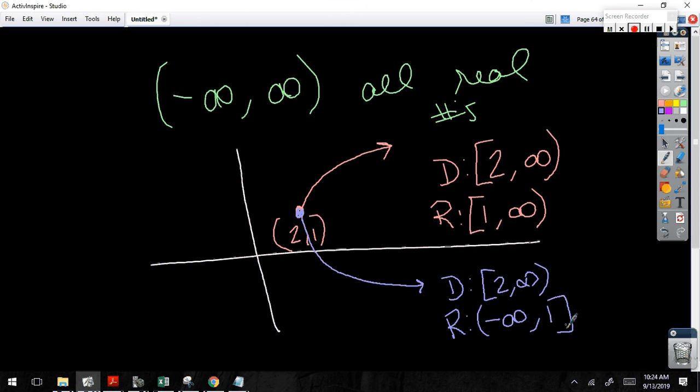Does that make sense to you? A little bit? You will get so used to it. It really will. But we're going to focus on domain and range. That's like a reflection, right? Yes, it is. It's absolutely a reflection. Good job.